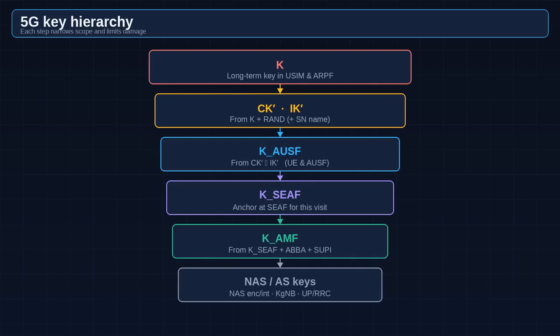But if K itself leaks from the USIM or the operator's credential store, no amount of rederivation saves you. That is why K never leaves the USIM and the ARPF. For exams and design reviews, remember the chain in order: K, then CK prime and IK prime, then KAUSF, then KSEAF, then KAMF, then the AS and NAS keys. Each step narrows scope and limits damage.